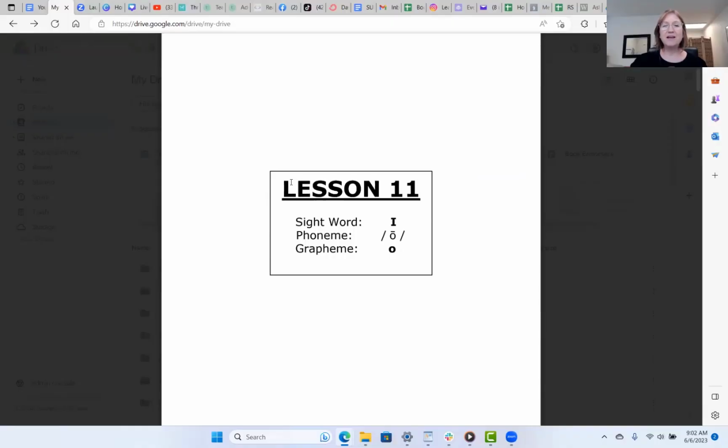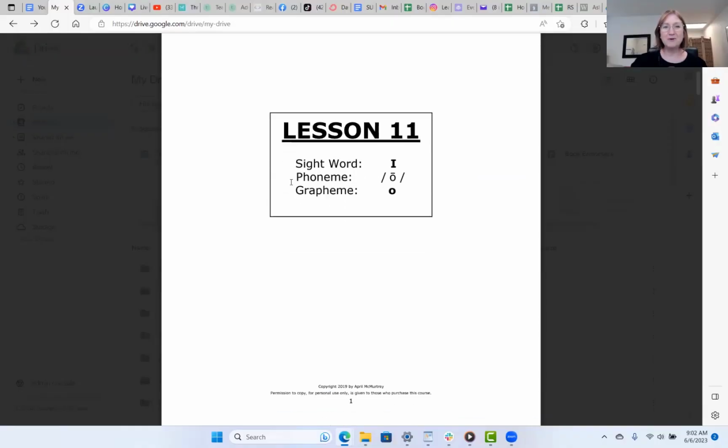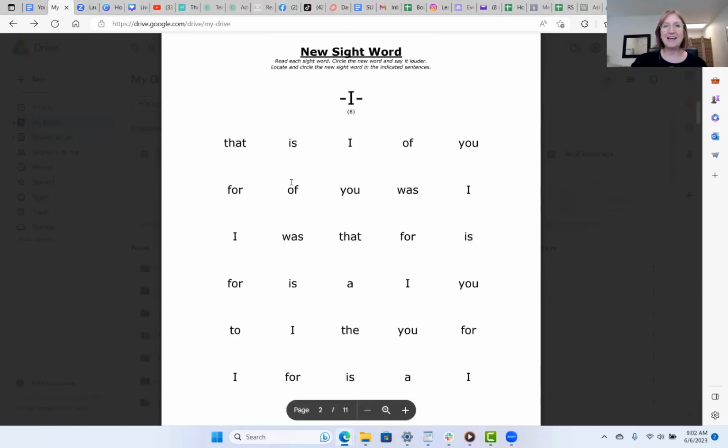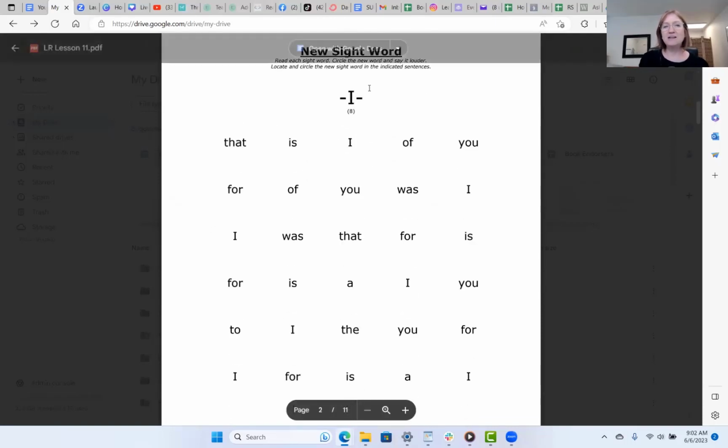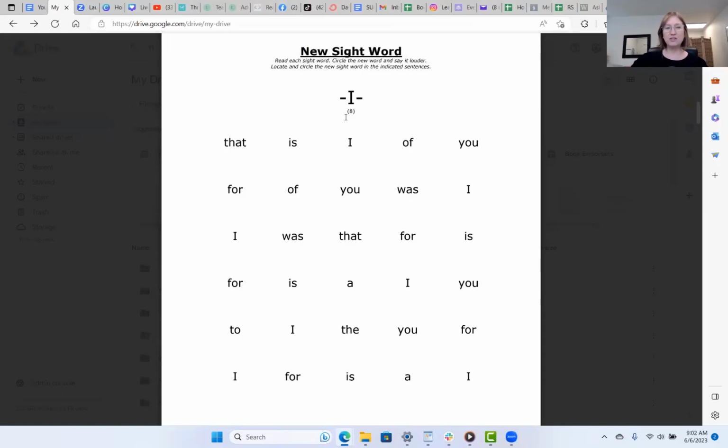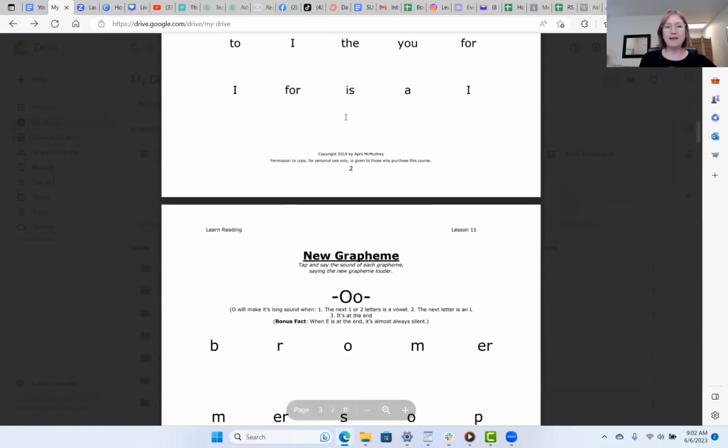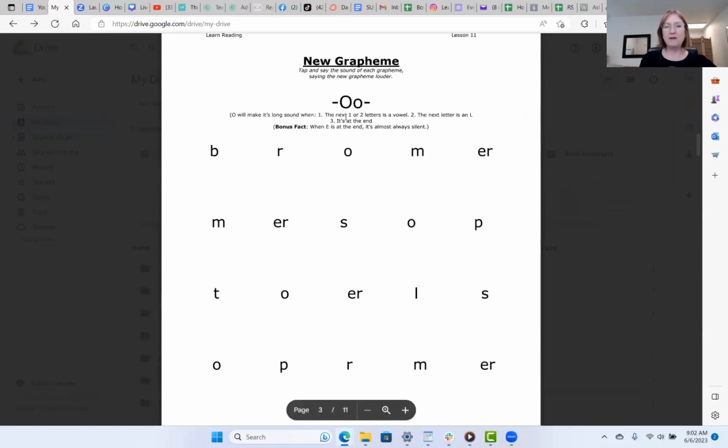Okay, let's get started. Today we are going to be working on lesson 11 in the Learn Reading program. Your sight word is I. When I is all by itself like that, it's capitalized and it is just pronounced I. If you have these worksheets, go ahead and work on these sight words, and then I will meet you here on the new grapheme page.